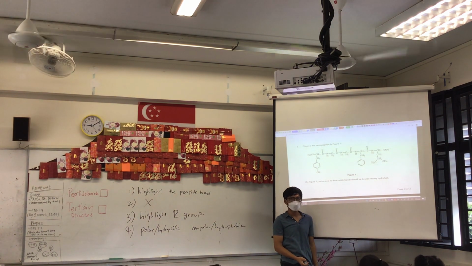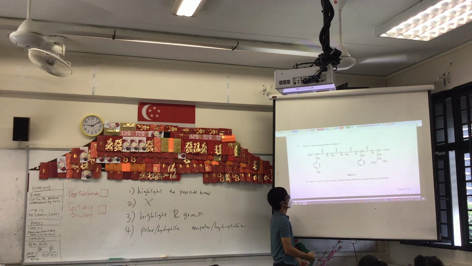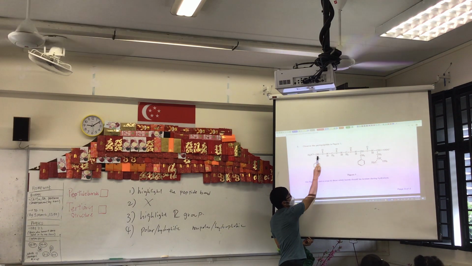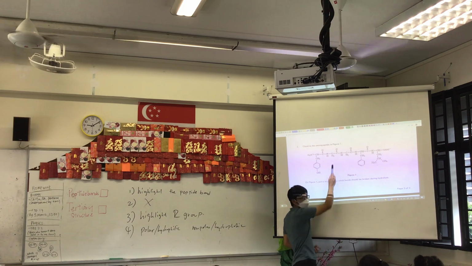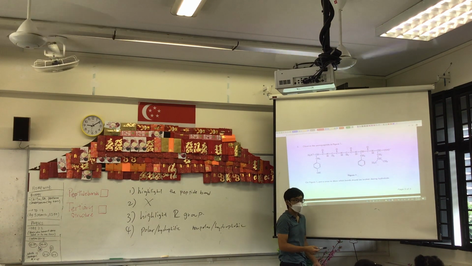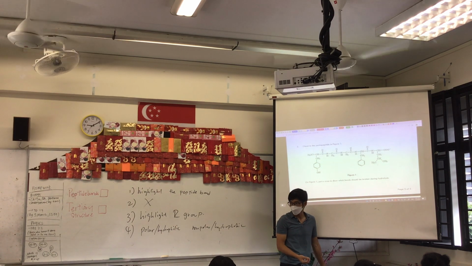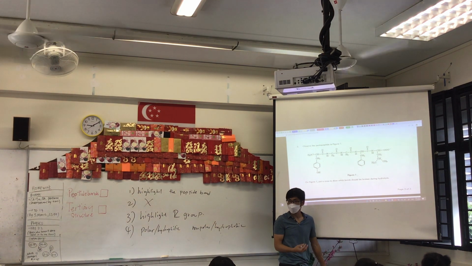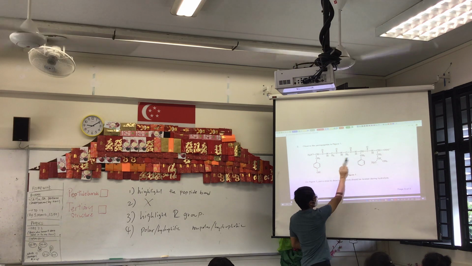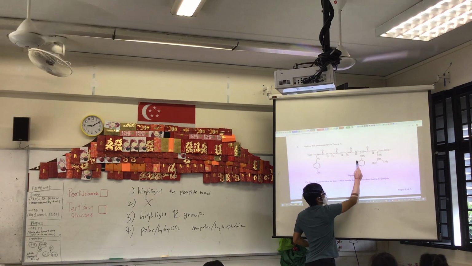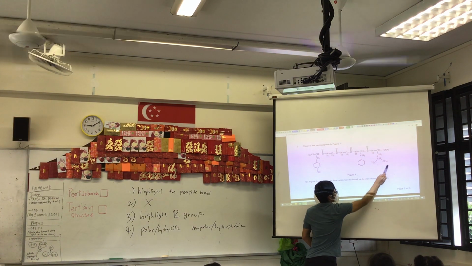Okay? Finally, where are the R groups? This is one R group. This one over here is a bit weird, right? It's like no R group. That's the special amino acid that we talked about yesterday. Glycine does not have an R group. This is a bit special. Next amino acid, this is the R group. Next one, this is the R group.